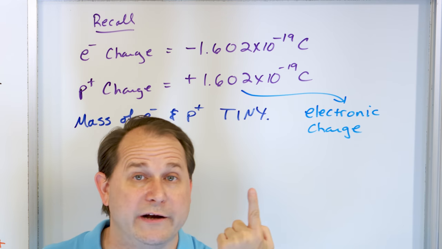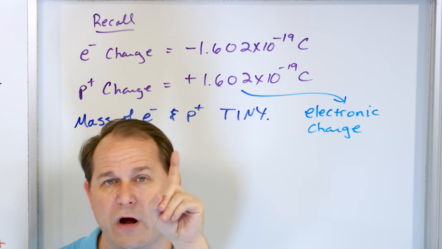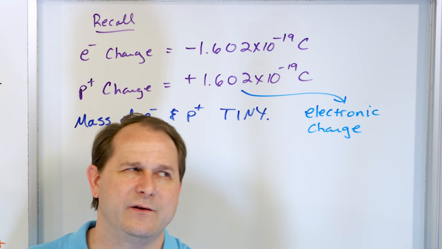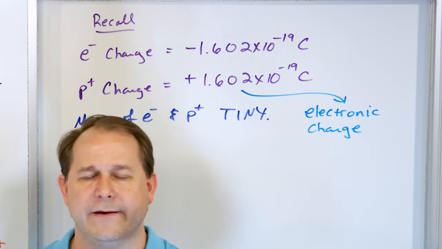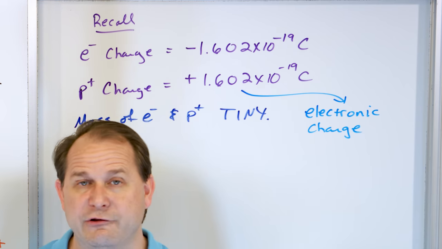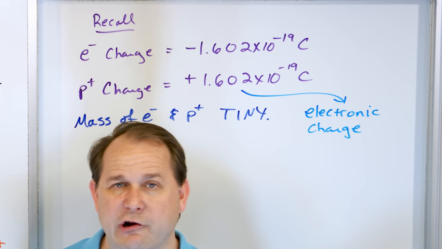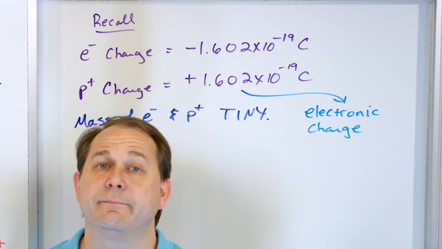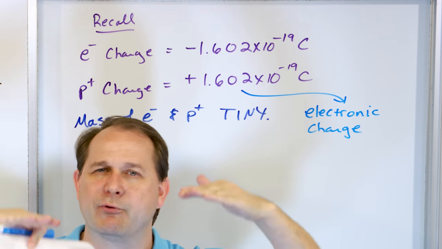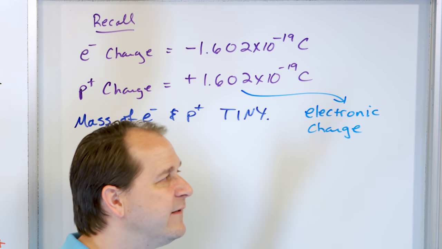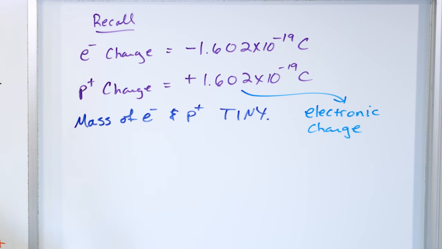We're just going to call it one. We're going to call the positive version of this a charge of one. Instead of saying 1 point whatever times 10 to the minus 19 coulombs, we're going to call that one. And so protons have positive one charge and electrons have negative one charge. That's going to be good enough for us because we don't care about the decimals. We just care about the imbalance between the protons and the electrons. And so we're just going to call this a charge of one.